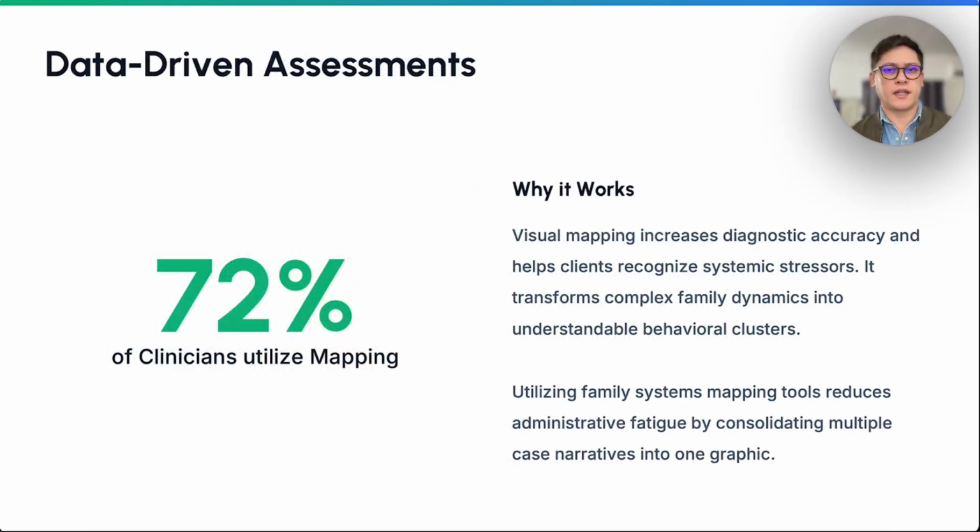The numbers on this slide tell a huge story. 72% of clinicians use mapping because it works. It increases diagnostic accuracy significantly. Mapping transforms messy dynamics into understandable clusters. When you use these family system mapping tools, you aren't just being thorough, you're being efficient. It's a key part of comprehensive social services case tracking because it reduces the cognitive load of reading through 50 pages of intake notes.